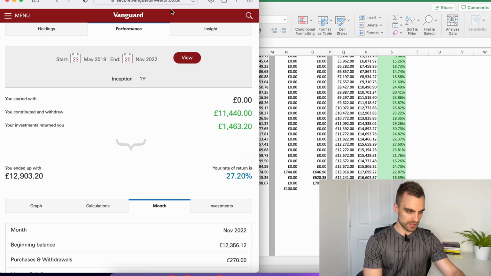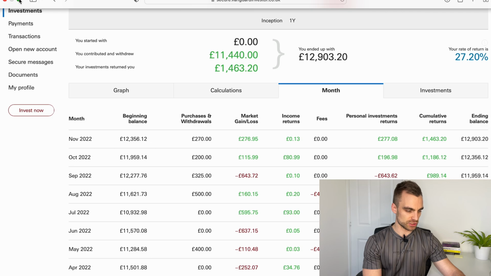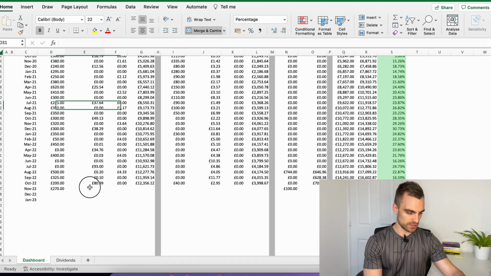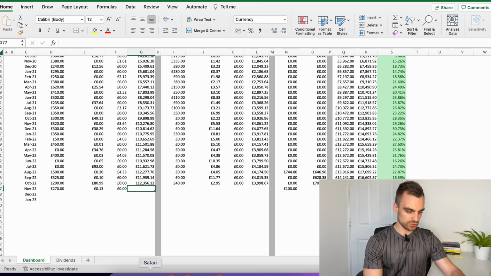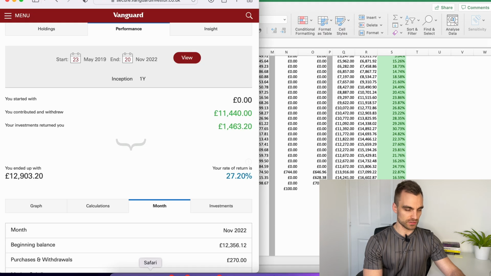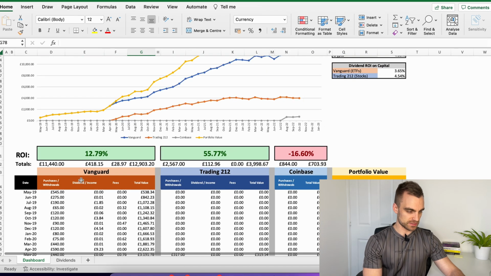Back across to Vanguard, and we now want to know how much interest or income. We've got 13 pence in income this month and no fees so far. So we'll flick back across to the spreadsheet. We've got 13 pence in income and then nothing in the fees. And then the total value was £12,903.20. So we'll put that in here, £12,903.20. And you can see that then equates to the overall return on investment of 12.79%.